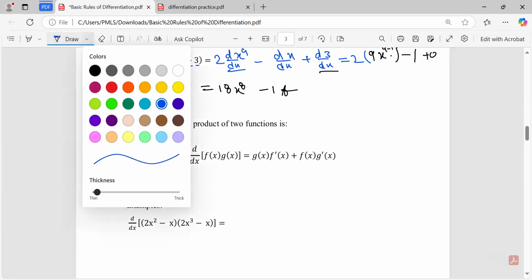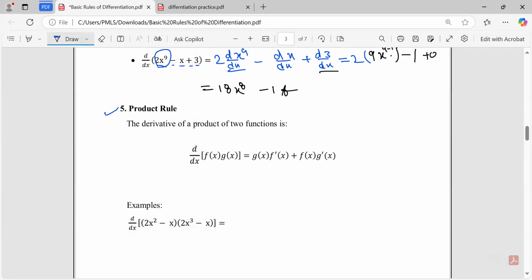Now next one, we have the product rule. When you have two functions in product form, how will we find the derivative of these two functions? For this we have a rule, the product rule. See what it states: you keep g of x as it is, take the derivative of f of x, and in between a plus sign, f of x as it is, take the derivative of g of x.